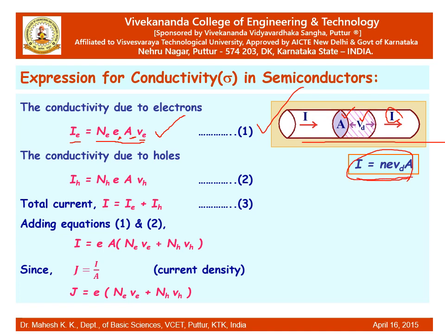Now similarly we can write the equation for conductivity for holes. So we have two equations, equation 1 and 2. The total current in a semiconductor is due to both electrons as well as holes. So I is equal to Ie plus Ih. Therefore we can add equations 1 and 2, and you can just progressively view this one. I is equal to e into A into Ne Ve plus Nh Vh. And we know that J is equal to I by A. Then we can substitute that in this equation because you have I here and you have A here. So I by A is equal to J, that you can write on the left hand side, and the right hand side remains with e into Ne Ve plus Nh Vh.